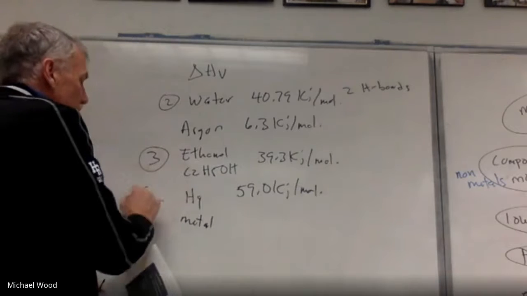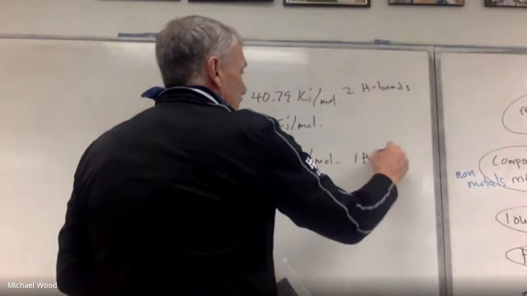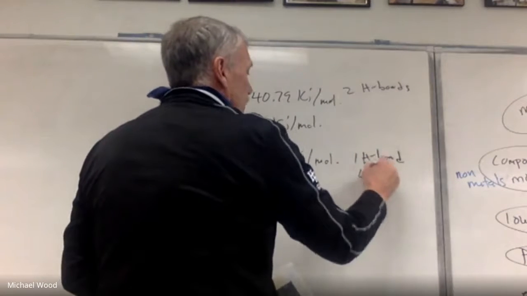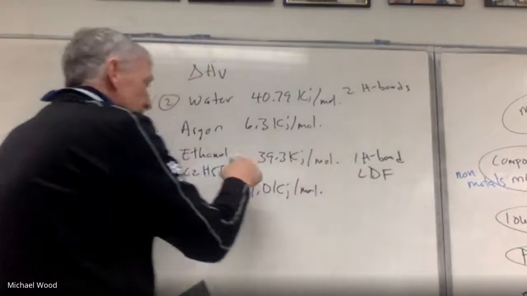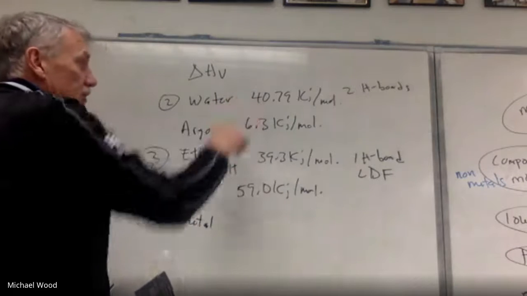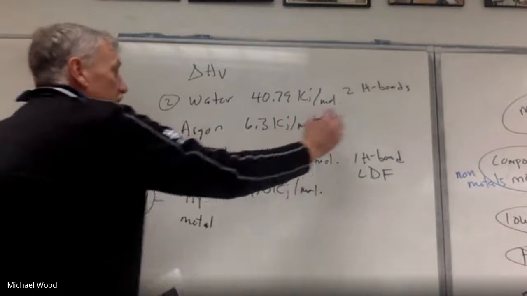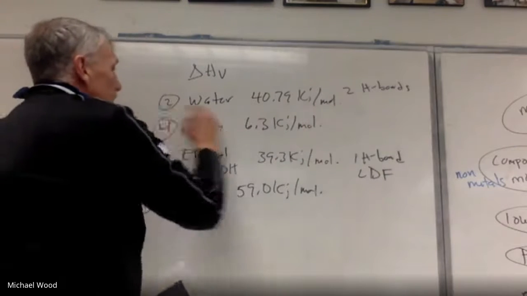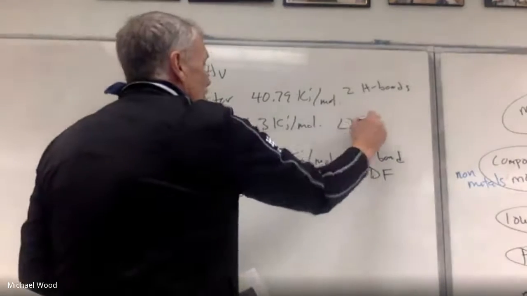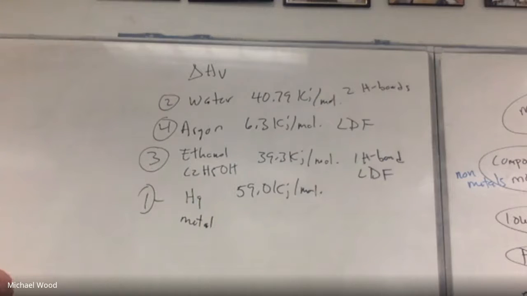Ethanol is number 3. Why is ethanol number 3? Well, this has 1 hydrogen bond and then a bunch of London dispersion forces. You can see these are pretty close to the same, but water's a little bit more because it has 2 hydrogen bonds. And then argon is the weakest. It's a noble gas, so it's nonpolar, and it's held together by London forces.